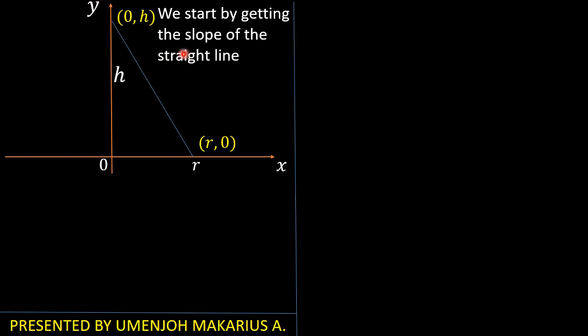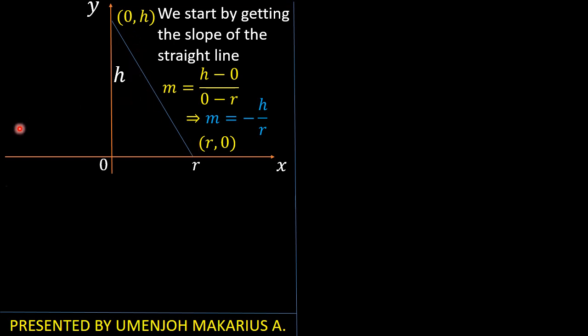So the slope, as you all know, is the change in y over the change in x. So in this case, it will be y1 minus y0 over x1 minus x0. But our y1 is h, so we are going to have our slope m to be h minus 0 over 0 minus r. Good. So in this case, we are going to have our m to be negative h over r. Friends, this is the slope of this line, negative h over r.